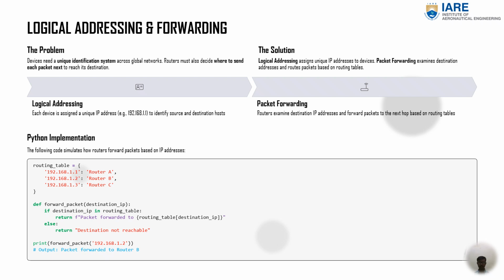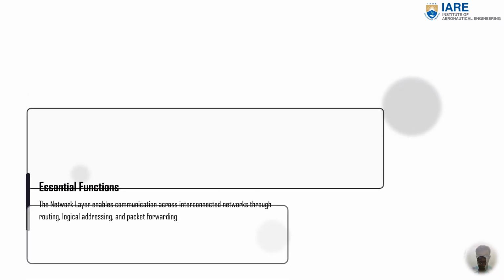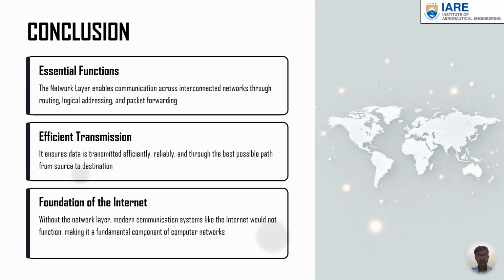Now let's go through the next slide. Now let's go through the conclusion. Let me finally conclude the topic by saying that the network layer enables communication across interconnected networks through three essential functions: routing, logical addressing, and packet forwarding. It ensures data is transmitted efficiently, reliably, and through the best possible path from source to destination. Without this network layer, modern communication systems like the internet would not function, making it a fundamental concept of computer networks. Hence, this was all about the functions of the network layer.